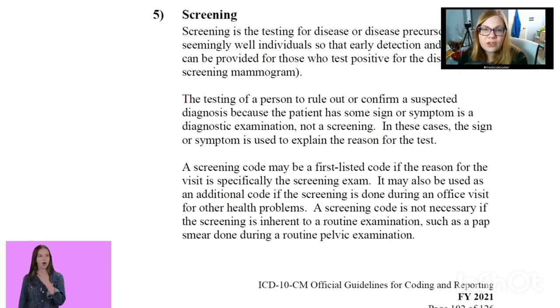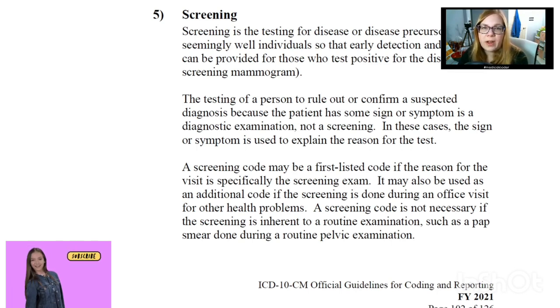So screening is, you don't have any symptoms, we're just checking you out, maybe like a routine screening colonoscopy. But when it's diagnostic, you're having some kind of sign or symptom. So let's go back to this mammography. If you're just a patient who's coming in for your annual mammography because you've turned 40 and it's time for you to get your mammography, that would be screening.